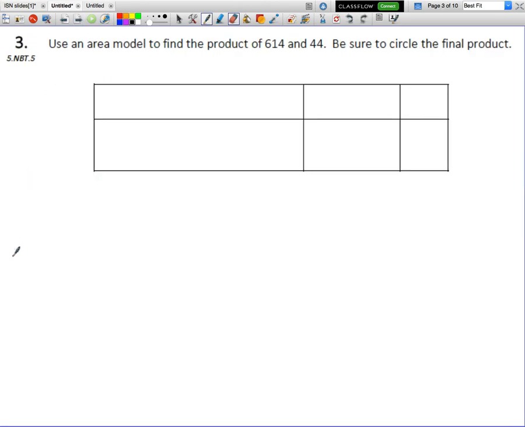All right, let's move on to number 3. Use an area model to find the product of 614 and 44. Be sure to circle the final product. Okay, so it's 3 across the top and 2 up and down. So I start with 614. I'm going to go ahead and decompose that into 600 plus 10 plus 4. I'm going to decompose 44 as 40 plus 4. And I know the 4 goes on top and the 40 goes on bottom.